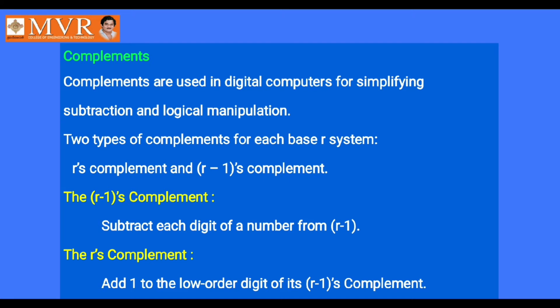Then what about R's complement? As shown in the slide again, if you add 1 to the lowest order digit of the R minus 1's complement, you will get the R's complement. That R's complement may be 10's complement or 2's complement, depending upon the base.